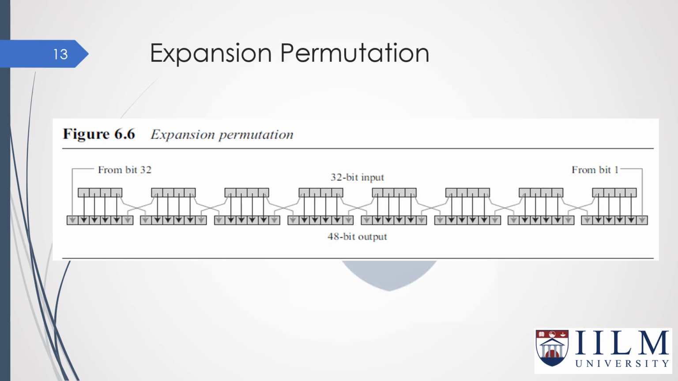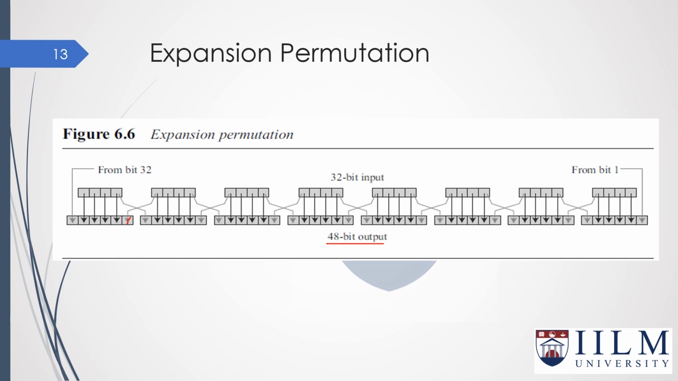Now this is the expansion permutation from 32 bit. The 32 bit is divided into 8 different blocks of 4 bits each. These 4 bits come into this, and from the 32 bit, one bit is here and these bits link with the first bit of the next block. This way, this 4 and these 2 create 6-bit blocks, 8 blocks in all. So this becomes a 48 bit output.